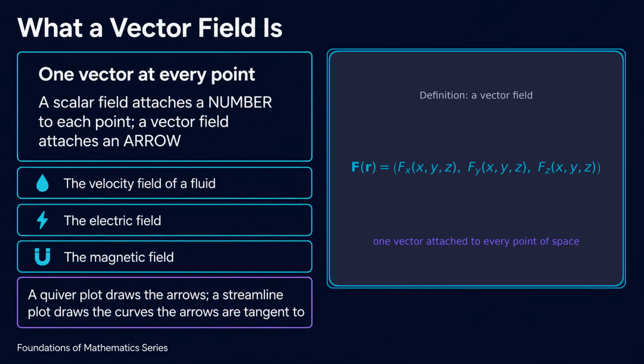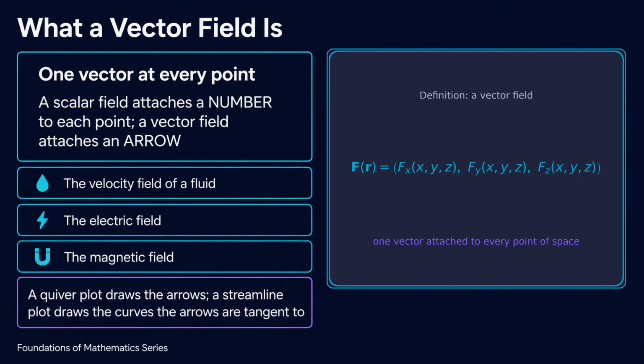Start with the object. A function that associates one vector to each point in space is called a vector field. Written out, a 3-dimensional vector field has 3 component functions, one for each direction, and each of those components can depend on all 3 coordinates. Compare it with a scalar field, which attaches a single number to each point. A temperature distribution is a scalar field, a wind map is a vector field. The examples the source gives are the ones that matter in practice: the velocity field of a fluid, the electric field, and the magnetic field.